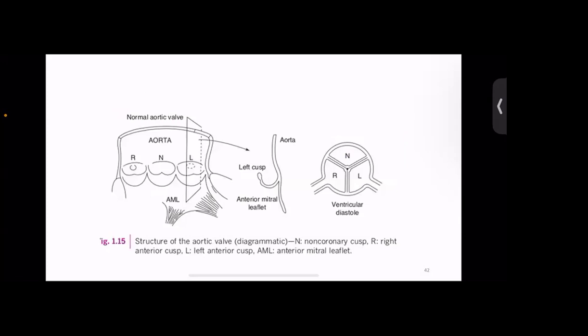So this is just a picture showing the aortic sinuses. You can see the right, the left, then the non-coronary. So the right aortic sinus will give the right coronary artery. The left will give the left coronary artery. Then the non-coronary sinus doesn't produce any artery.